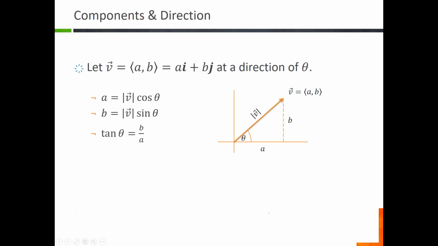All right. So we can actually substitute those into our component form notation. Instead of writing a, b within the angle brackets, we could say the magnitude of v times the cosine of theta, comma, the magnitude of v times the sine of theta. And we could also express the same thing using i and j notation.